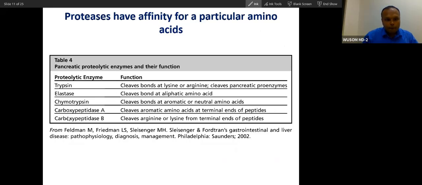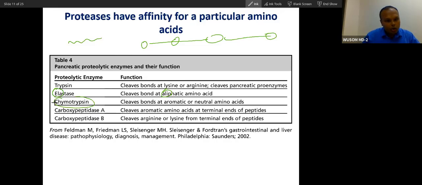So you can see ELA, elastase is ELA. Elastase, aliphatic. So it will act on aliphatic. These are endopeptidases, and it will act on a region where there is aliphatic. Aliphatic means straight chain. A straight chain amino acid is aliphatic. For example, glycine, alanine, and your branched chain amino acids, valine, leucine, these are all aliphatic amino acids.